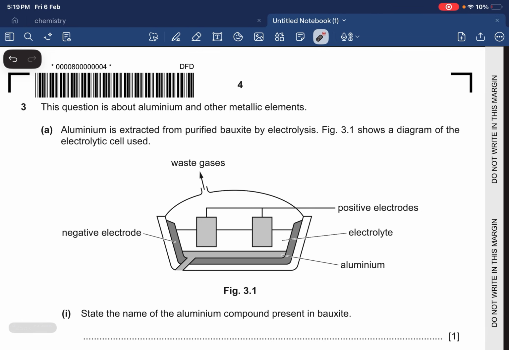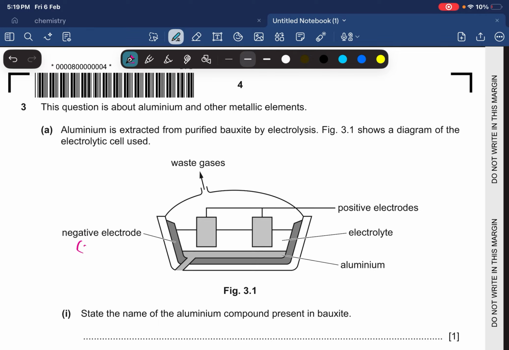Okay, this question is about aluminum and other metallic elements. Aluminum is extracted from purified bauxite by electrolysis. Figure 3.1 shows the diagram of the electrolytic cell used. So we have a negative electrode, which is the cathode, and a positive electrode, which is the anode. At the cathode we form aluminum, at the anode we form oxygen gas that then reacts with carbon to form carbon dioxide.